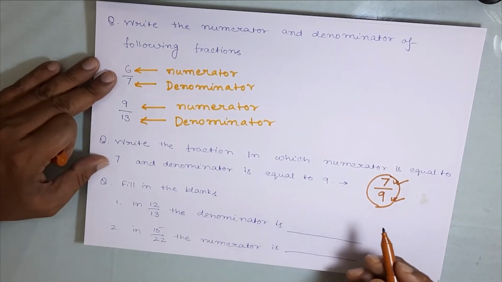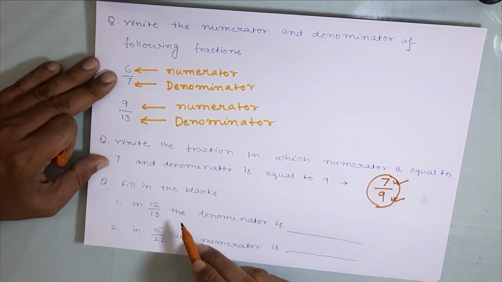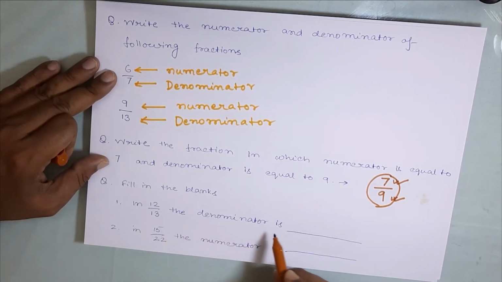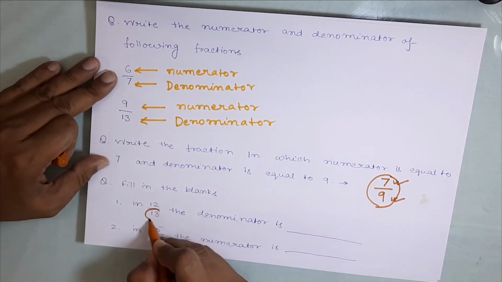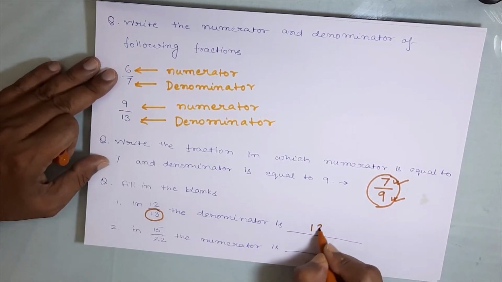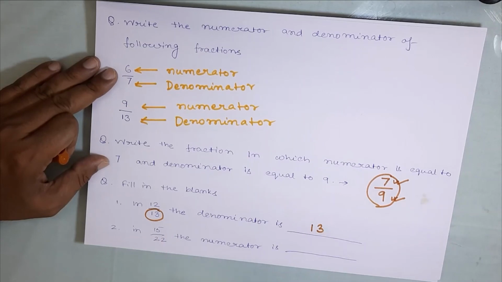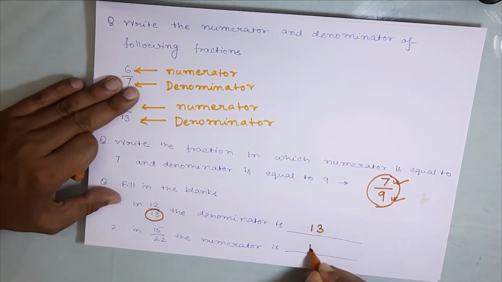Fill in the blanks. What is the question? In 12 by 13 the denominator is, obviously, 13. In 15 by 22 the numerator is, could you please answer that? Yes, it is 15.